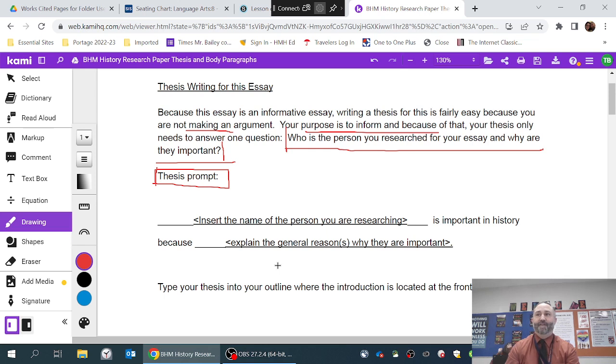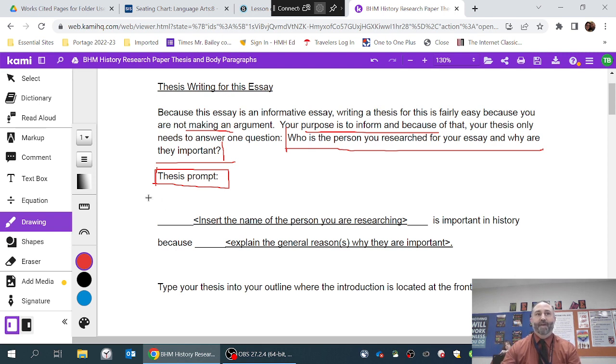And yes, it is a little monotonous, it is a little boring, but this is the first time that we've actually done a research paper from beginning to end in your entire life and done it correctly. So yes, we are writing a boring, insipid thesis. It's not argumentative. You're simply making a statement about the person's importance.